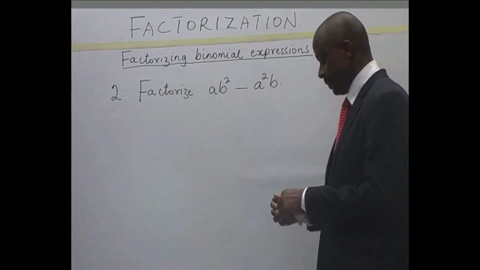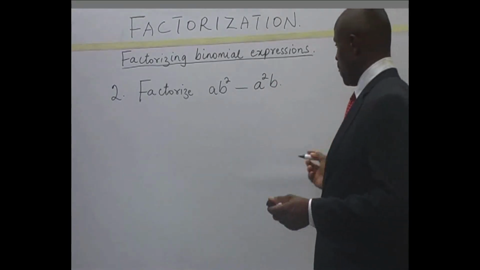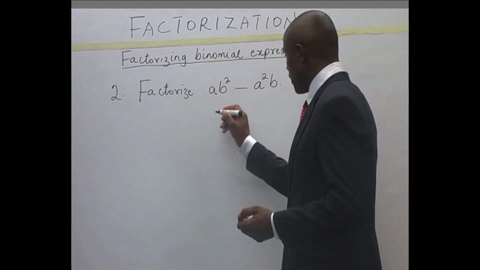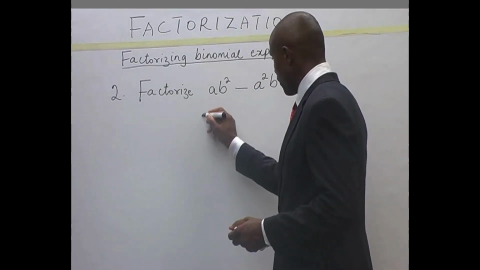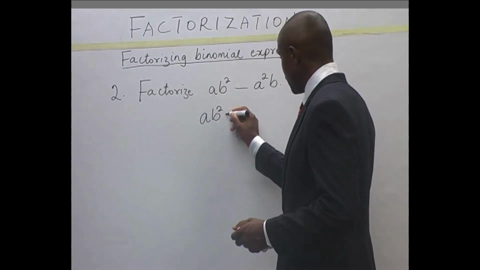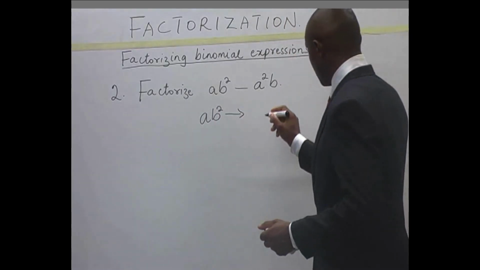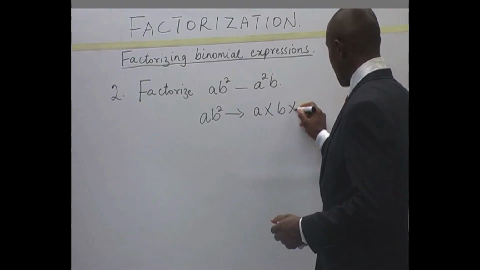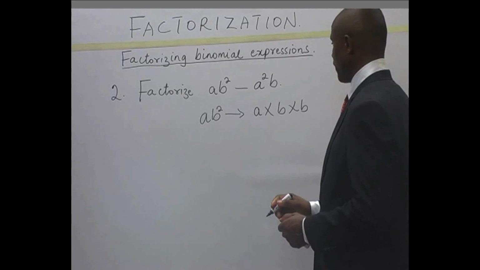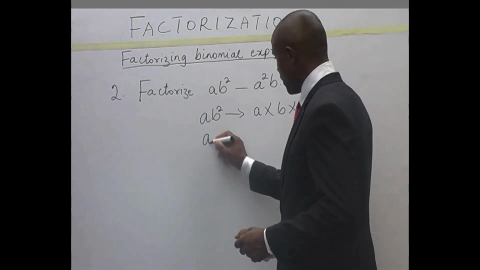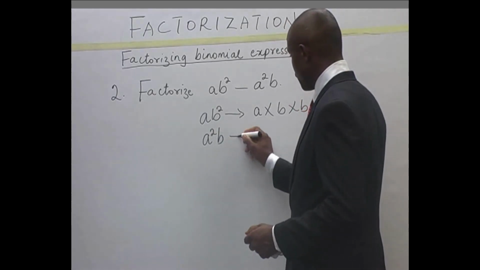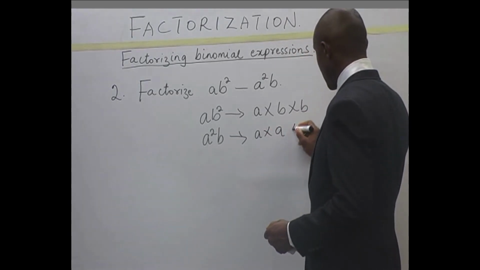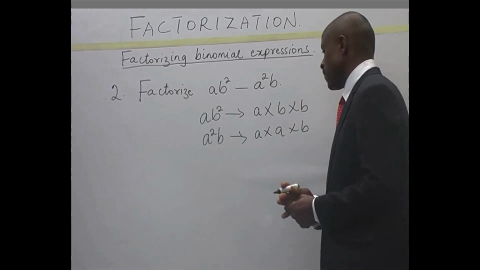Factorize ab squared minus a squared b. First of all, let's split them into their factors. You have ab squared. This is equal to a times b times b. Then let's split a squared b. A squared b means a times a times b.